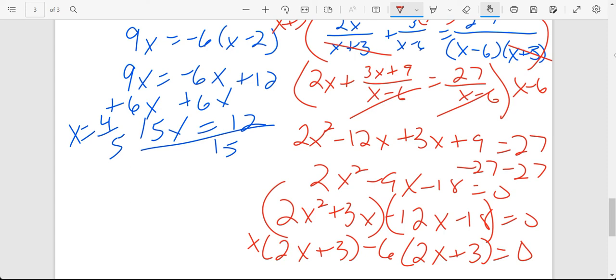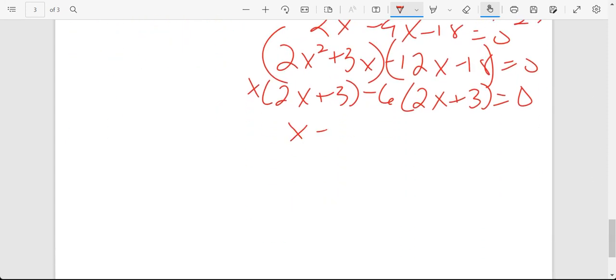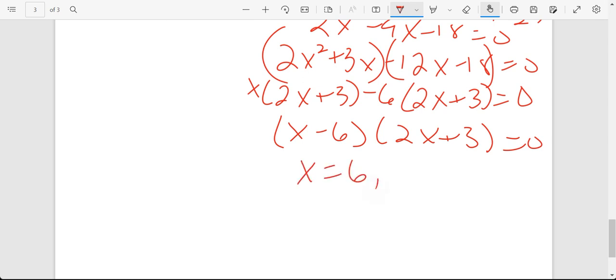Do we get a common one? Yes, we do. So we're going to be left with x minus 6 and 2x plus 3 equals 0. Set the two factors both equal to 0. Your two solutions will be 6 and negative 3 over 2.